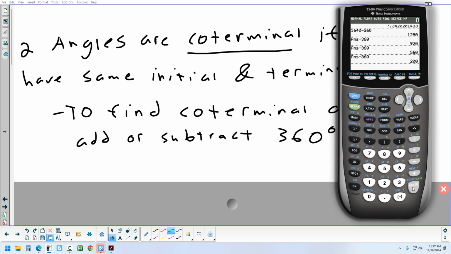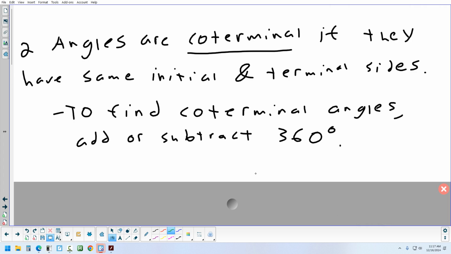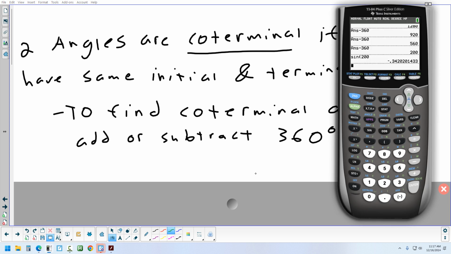Let's try. All right, 200. 200 is a lot easier to work with. So if you type in sine of 200, you're going to get that negative 0.34 again. Okay? So that's the importance of coterminal angles. They give you something easier to work with, and when you're doing trig with it, you get the same answer. So am I saying that 920 and 560 are the same number? No. They're the same coterminal angle.